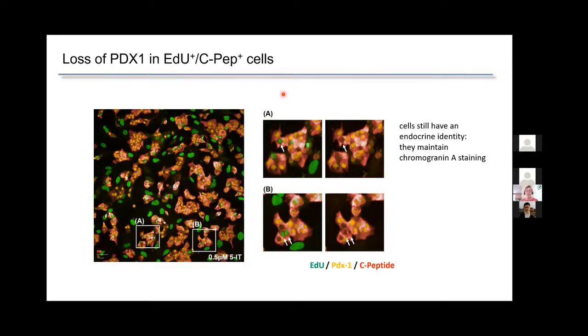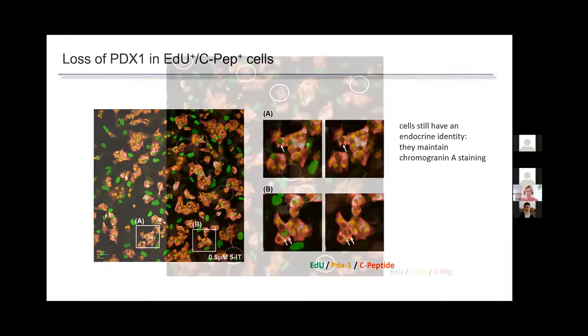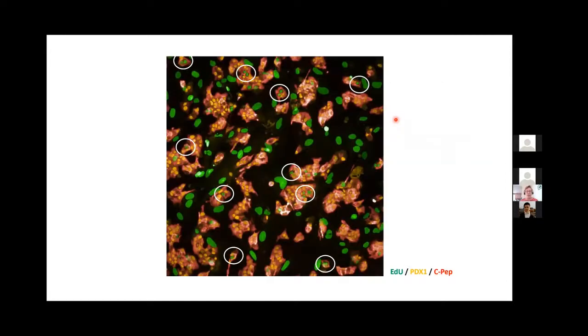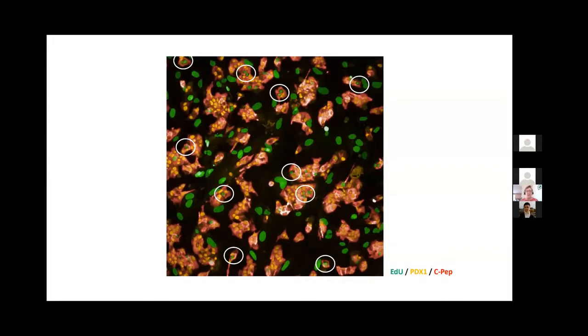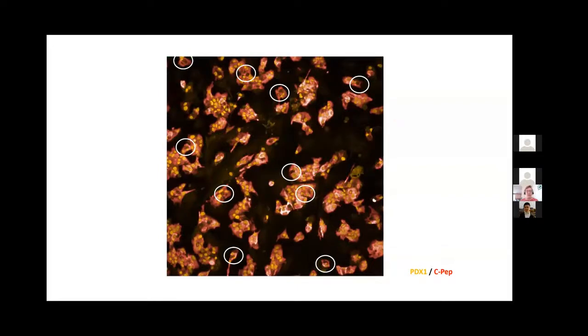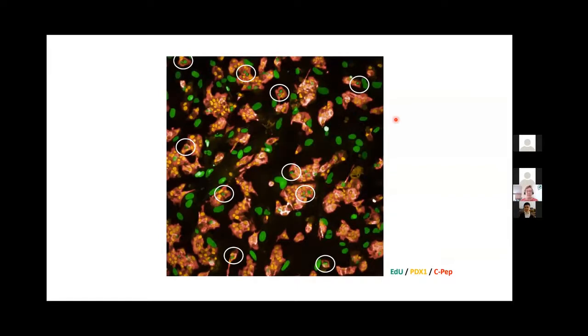Here's an example I show here of EDU cells, PDX1 is in yellow, and C-peptide is in red. Circled are the EDU positive cells, and I'll go back and forth, and you can see that every time they have a green cell, it's negative for PDX1. So this really convinced us that this was happening.